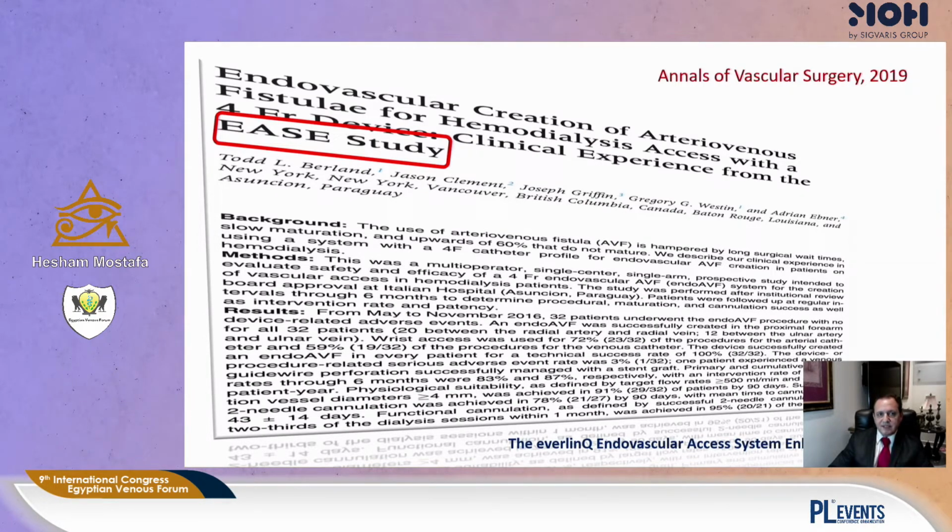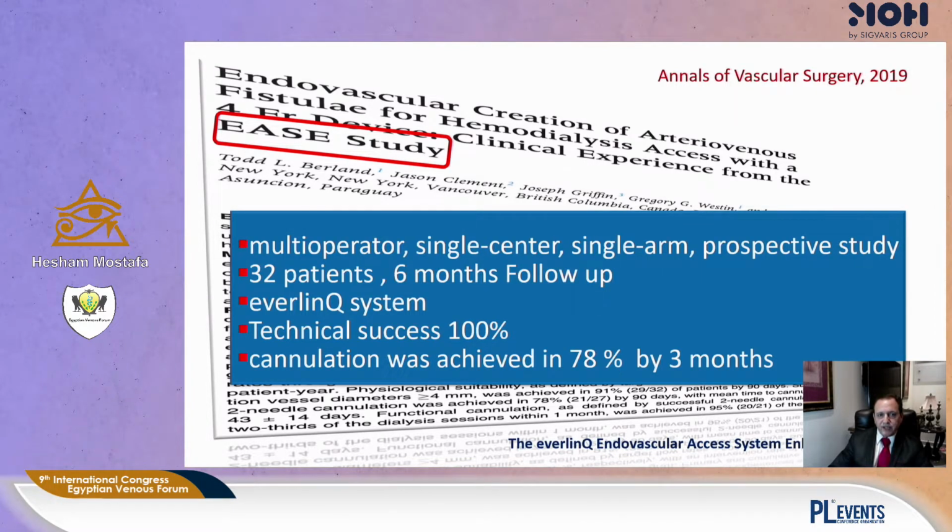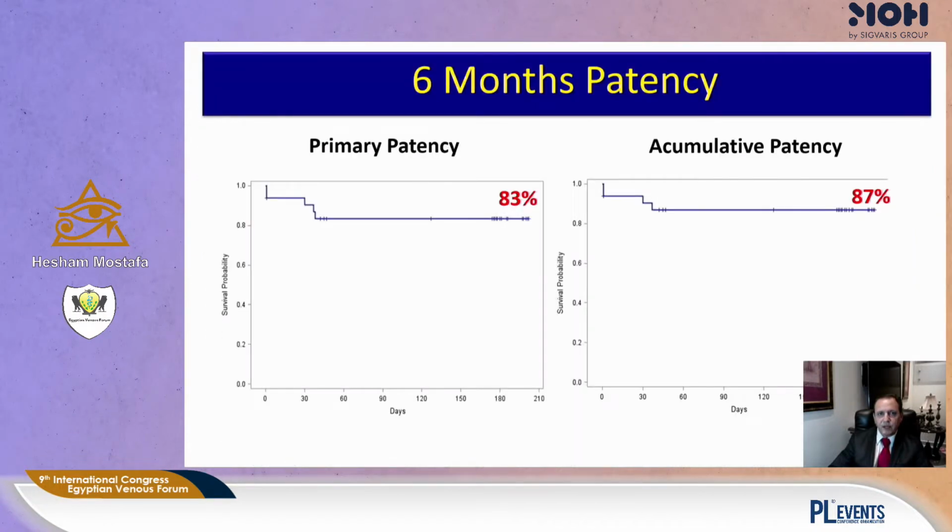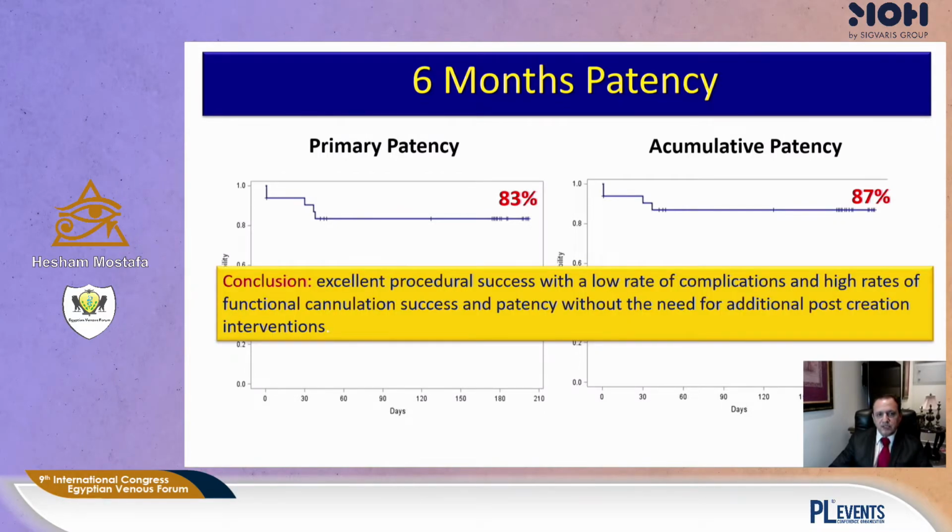Then we have another study called the EAST study, which was published a couple of months ago in the Annals of Vascular Surgery. It's a multi-operator, single-center, single-arm prospective study. They had 32 patients with 6 months follow-up. They used EverlinQ. Technical success was 100%, and cannulation was achieved in 78% by 3 months. At 6 months, primary patency was 83%, and cumulative patency was 87%. So what they concluded is that EverlinQ has excellent procedural success with a low rate of complications and a high rate of functional cannulation success and patency without the need for additional post-creation interventions.